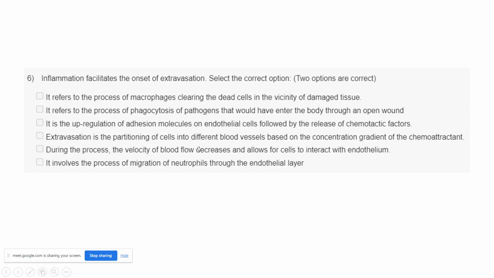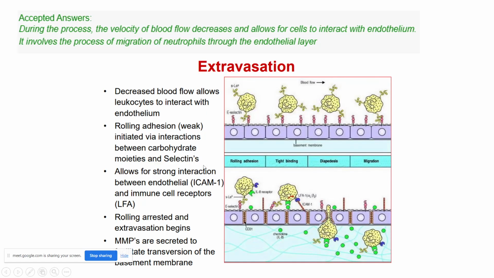During the process, the velocity of blood flow decreases and allows for cells to interact with the endothelium. Correct. It involves a process of migration of neutrophils through endothelial layer. Correct. So here, instead of two, there are three correct options actually. It is the upregulation of adhesion molecules on endothelial cells, followed by release of chemotactic factors. And during the process, the velocity of blood flow decreases and allows for cells to interact with endothelium. It involves the process of migration of neutrophils through endothelial layer. So this is a previous year assignment, and these two were correct options, but the third option is also correct.